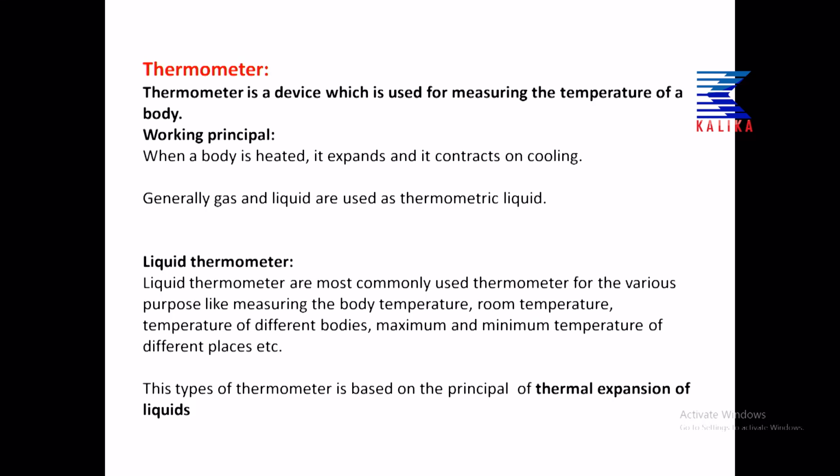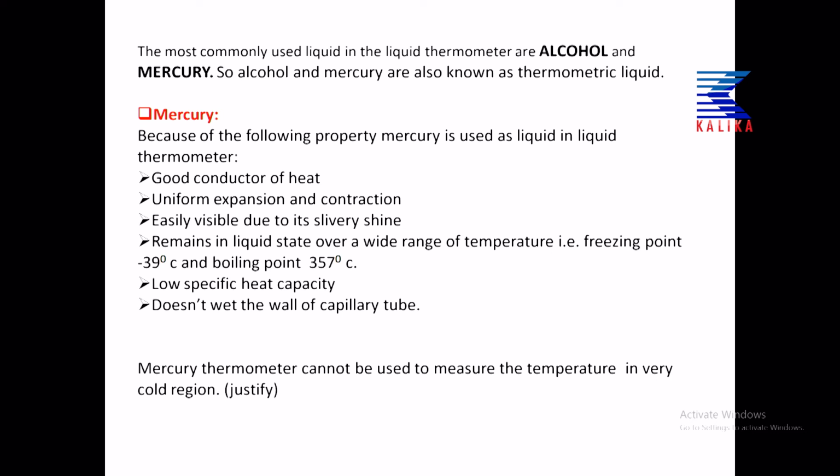Let's have the slide. In the slide you can see that there are different types of thermometer, also on the basis of the thermometric liquid, and this type of thermometer is based on the principle of thermal expansion of liquid. That means the liquid must expand on heating and contract on cooling. The most commonly used liquids in the liquid thermometer are alcohol and mercury, as I highlighted there. So, alcohol and mercury are known as thermometric liquids because they show the property of expanding on heating and contracting on cooling.